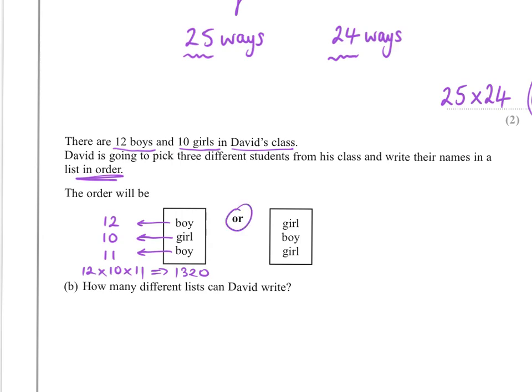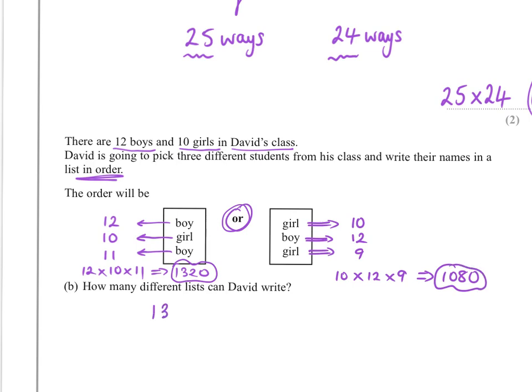Or girl, well, 10 girls in the class, then a boy, well, 12 boys to choose from, and then girl again, well, you've chosen 1 girl, so there'll be 9 left, which is 10 by 12 by 9. And on the calculator, that gives 1,080. So you've got 1,320 ways there, or another 1,080. So in total, you'd have 1,320 and 1,080 more. And that gives 2,400 ways in total.